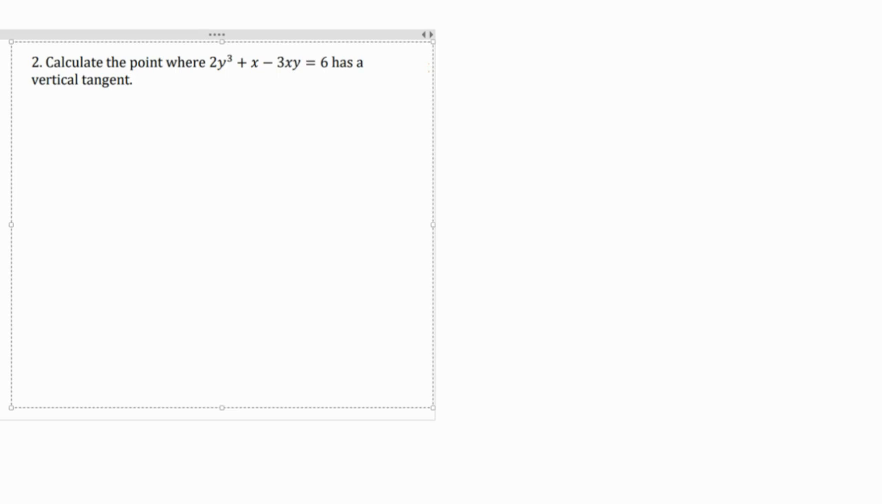Okay, so we are going to figure out where this function has a vertical tangent. Just to remind you what a vertical tangent looks like, if I have some sort of function and I have a vertical tangent line, it would be when your slope is undefined. It's not a slope of 0, it's a slope that is undefined. So let's find the slope function and see where our slope function is undefined.